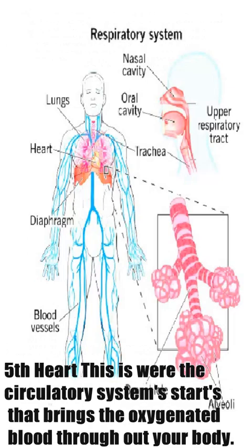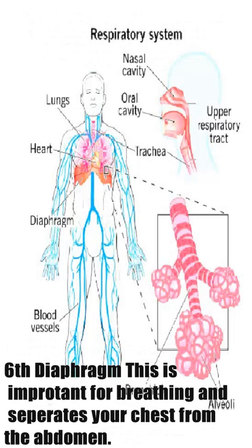And number 5 will be the heart. This is where the circulatory system starts and brings all the oxygenated blood throughout your body. And also the sixth one will be our diaphragm, and it is really very important for our breathing and separates our chest from the abdomen.